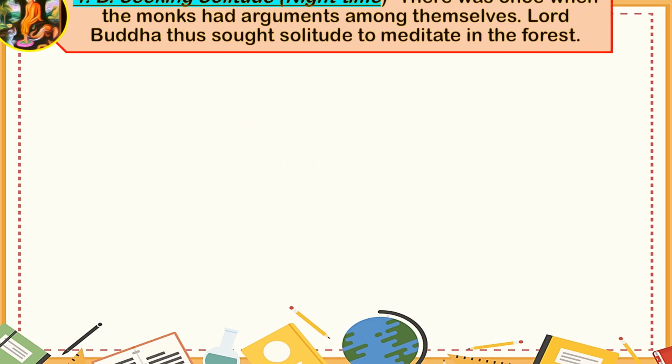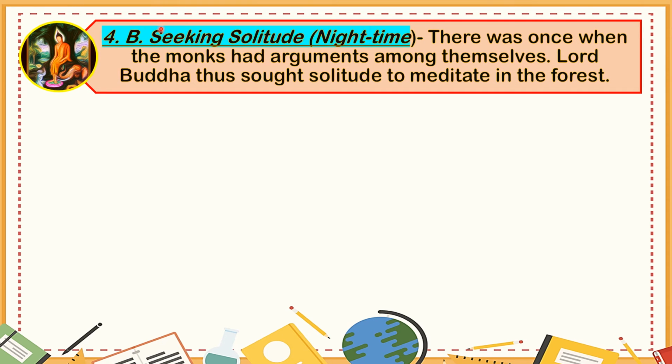Next, the fourth Buddha posture, letter B, is seeking solitude. This is nighttime. There was once when the monks had arguments among themselves. Lord Buddha thus sought solitude to meditate in the forest. Of course, class, monks are also human, so they argue among themselves as well. When it happened, Lord Buddha went to the forest to look for solitude, and he meditated in there.